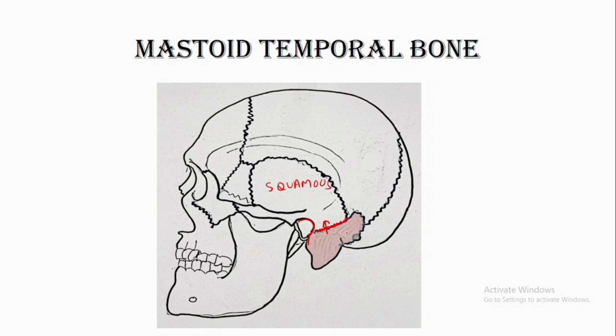Then this mastoid part of the temporal bone where it meets the parietal bone, this area. This is the parietal bone. So where the mastoid temporal meets the parietal bone, this suture is called the parietomastoid suture.